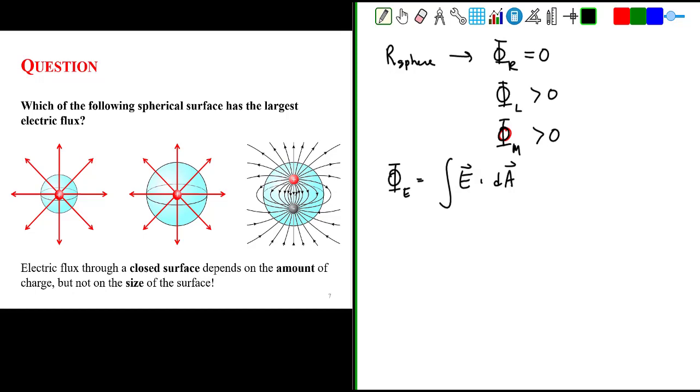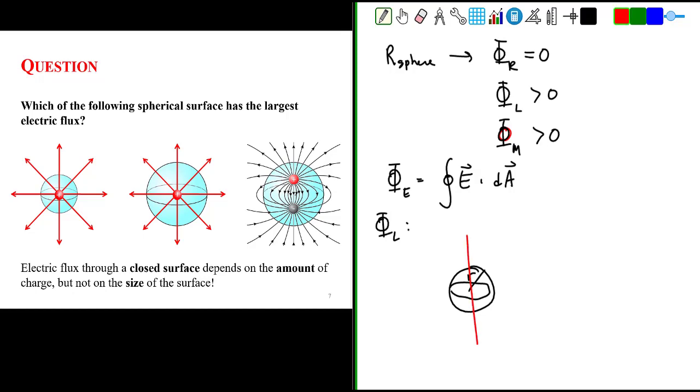Well, let's see if we could go ahead and do this calculation. And let's compare the electric flux for the sphere on the left and for the sphere in the middle. And let's acknowledge that both spheres completely enclose a volume of space. That means the sphere is the boundary between the region outside of the sphere and a region inside the sphere. Let's start off with the sphere on the left.